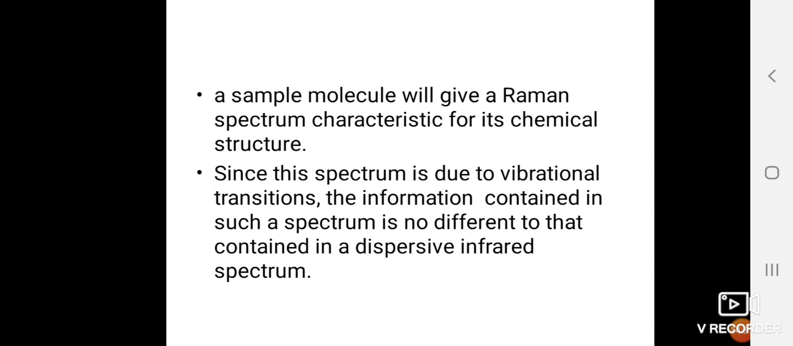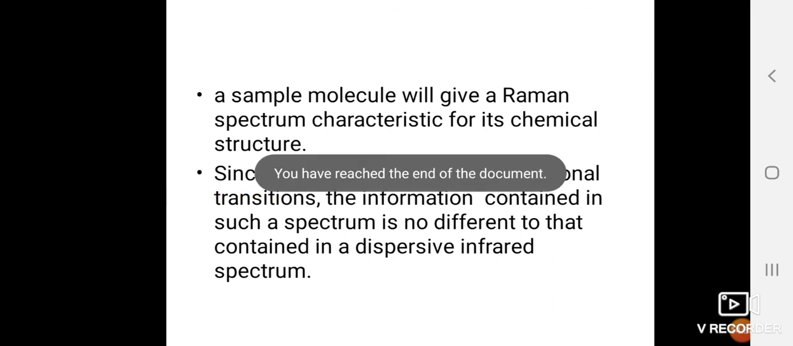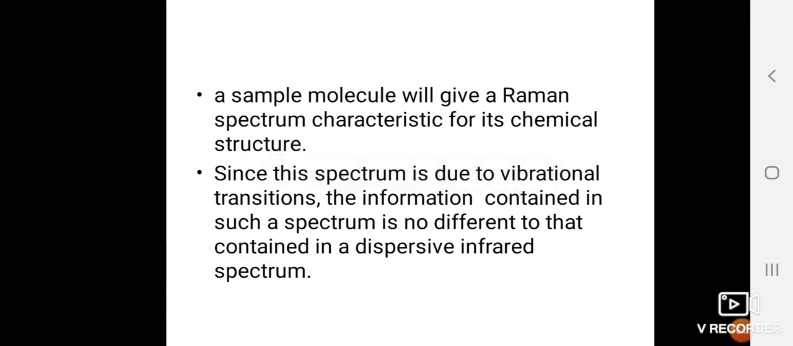A sample molecule will give a Raman spectrum characteristic of its chemical structure. Since this spectrum is mainly due to vibrational transitions happening in the molecule, the information contained in such a spectrum is no different to that contained in the dispersive infrared spectra. Okay, so this is what Raman spectra are, and this is how people are using them.